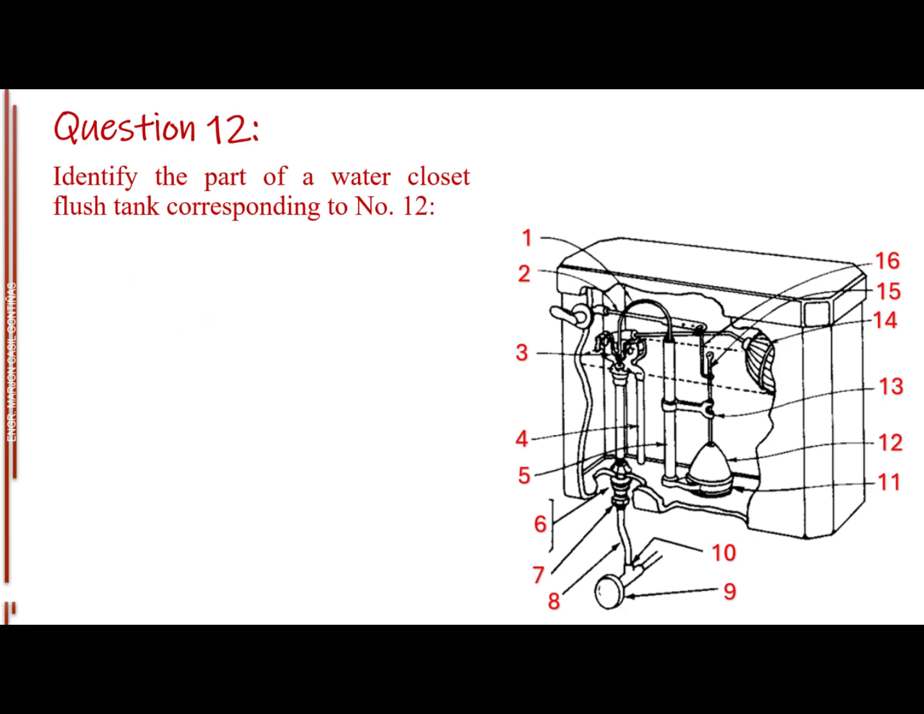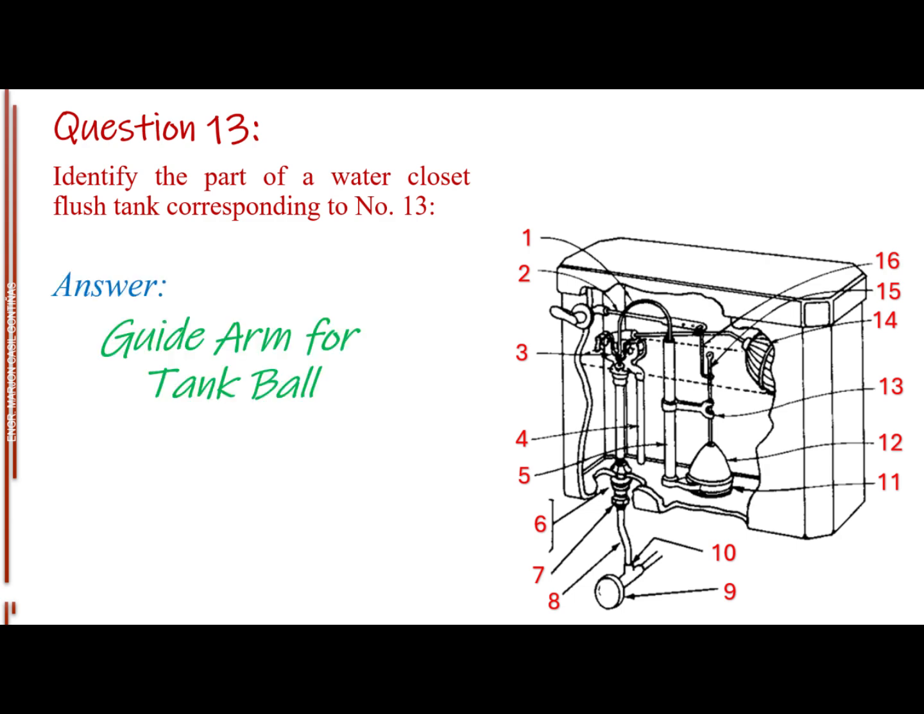Question number 12. Identify the part of a water closet flush tank corresponding to number 12. The answer is tank ball. Question number 13. Identify the part of a water closet flush tank corresponding to number 13. The answer is guide arm for tank ball.